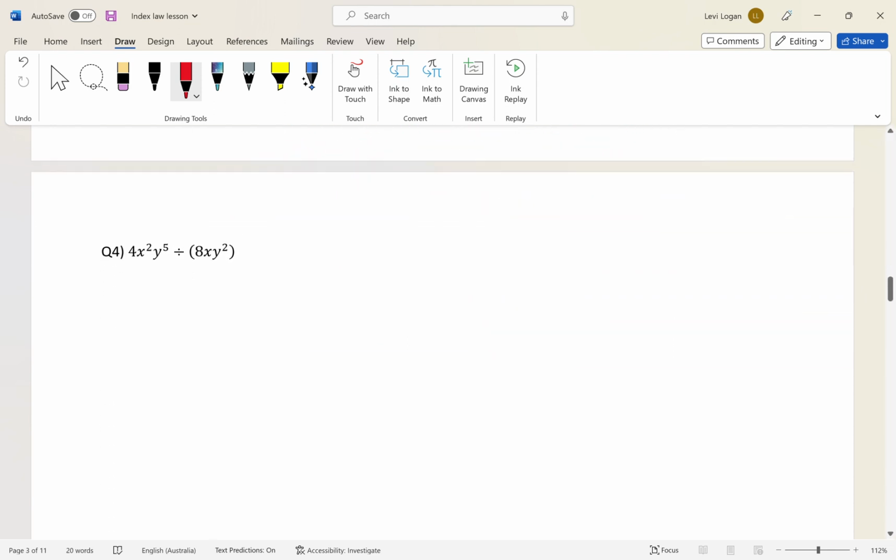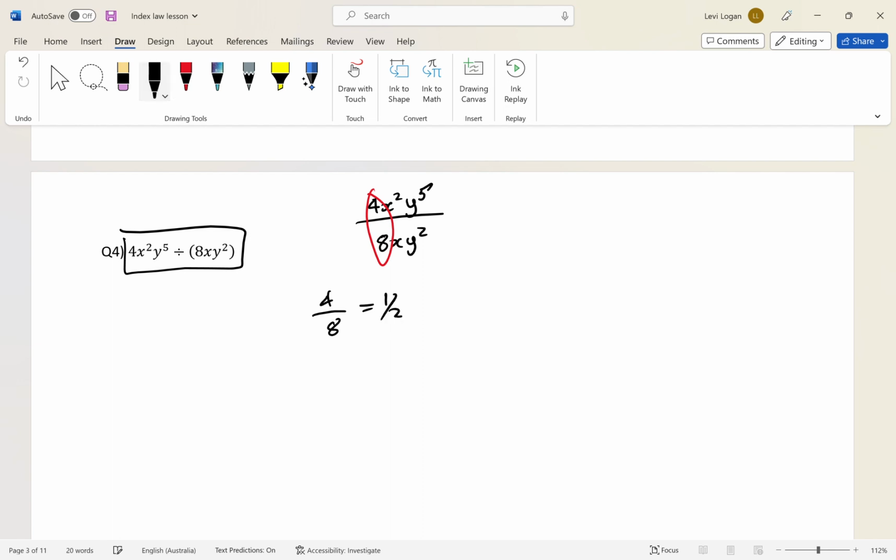So question 4: 4x squared times y to the 5 divided by 8xy squared. If you want to have a go at this question, feel free to pause the video. First off, I'm going to rewrite how this looks: 4x squared times y to the 5 divided by 8xy squared. Straight from the back, look at the numbers by themselves. 4 divided by 8 is a half. So we'll keep that information to the side somewhere.